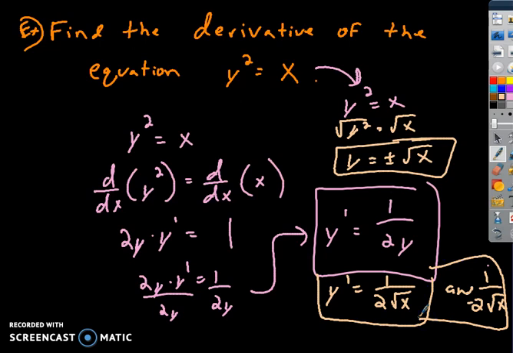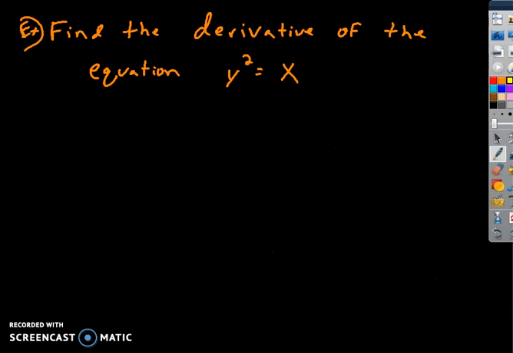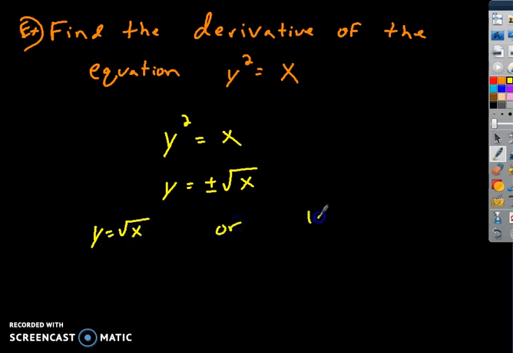Now I'm about to erase the screen and talk about finding that derivative a different way. Now let's reconsider the same equation. We have y squared equals x. If I want to find the derivative there, you might think, well, can I isolate y first? So you get y equals positive or negative square root of x. So y could be square root of x, or y could be negative square root of x.